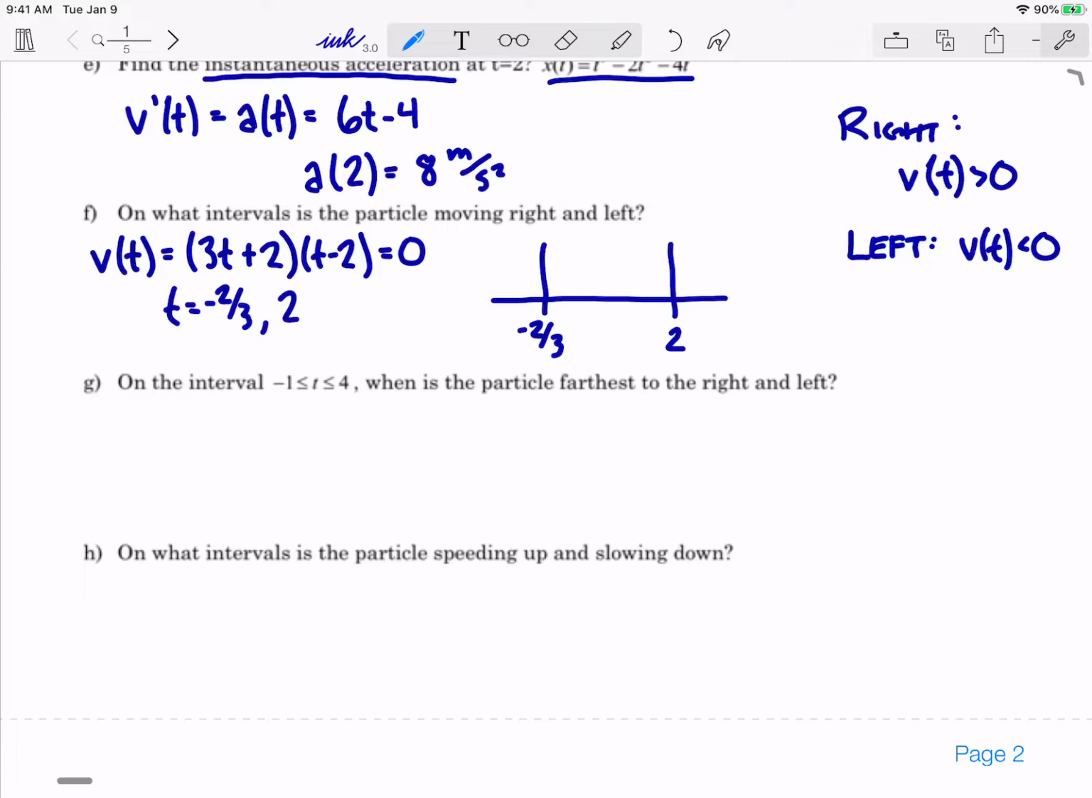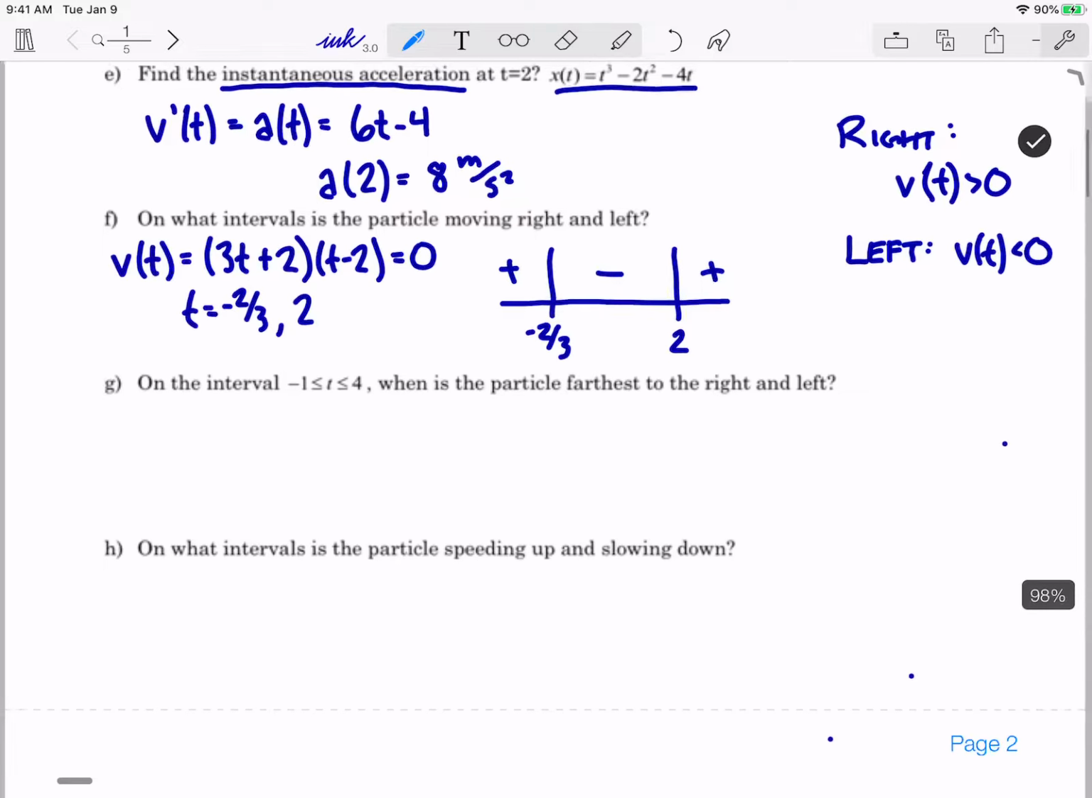So plugging a number to the left, to the right of these numbers, I can create a sign chart. Or if you notice, this is a parabola opening up with zeros of negative 2/3 and 2. You know that it's below in between those, and above the x-axis on the outside. Again, either way works. Use your intuition of what you know about parabolas, and you can make sign charts even quicker.